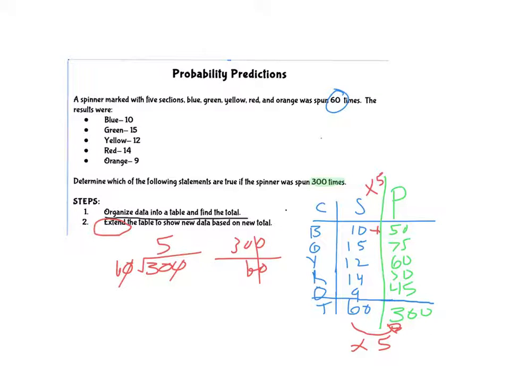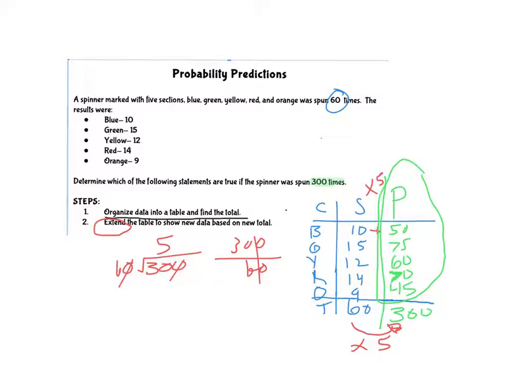That gives me this column for my predictions. So I'm predicting that we're going to spin the spinner a total of 50 times for blue, 75 times for green, 60 times for yellow, 70 times for red, and 45 for orange.